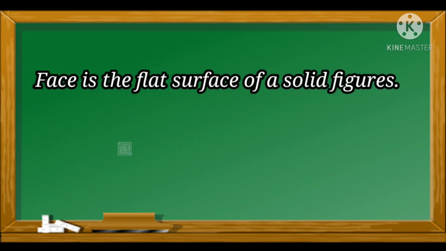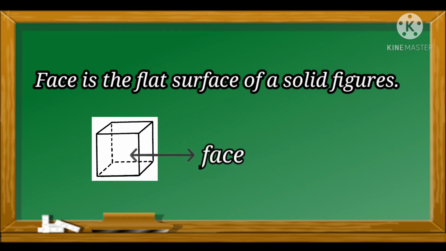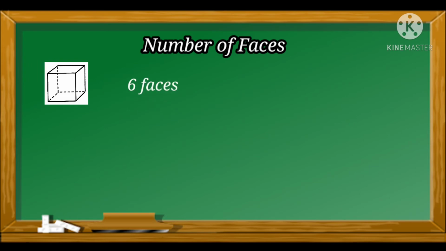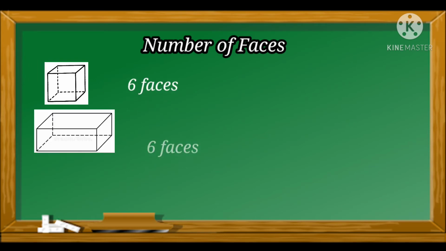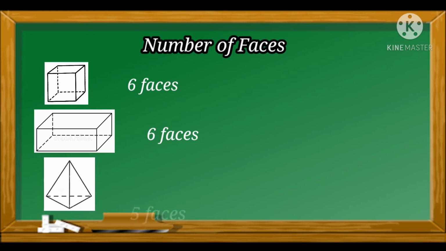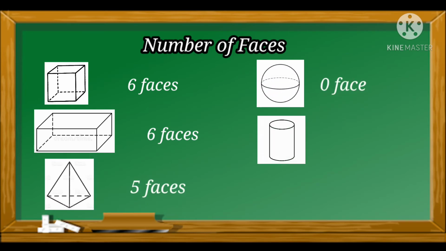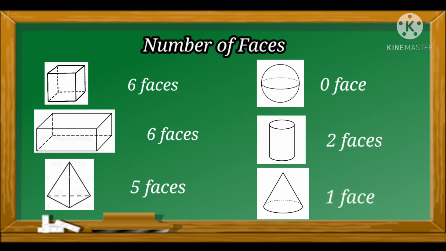A face is the flat surface of a solid figure. Here are the number of faces of these solid figures. A cube has 6 faces. A rectangular prism has 6 faces. A pyramid has 5 faces. A sphere has 0, a cylinder has 2 faces, and a cone has 1 face.